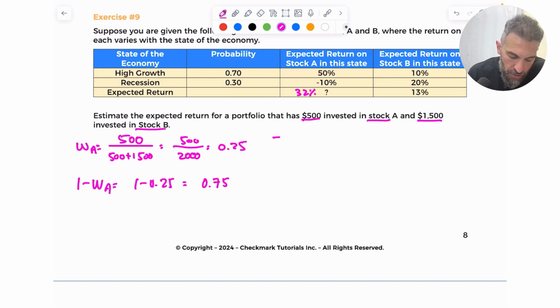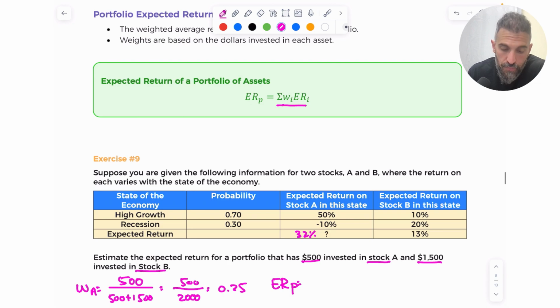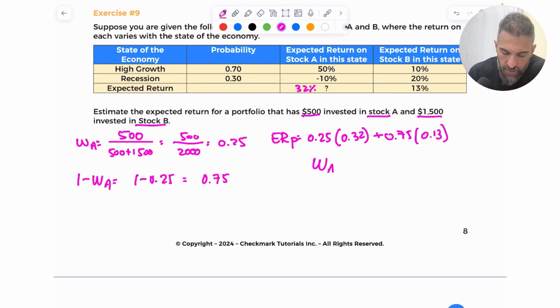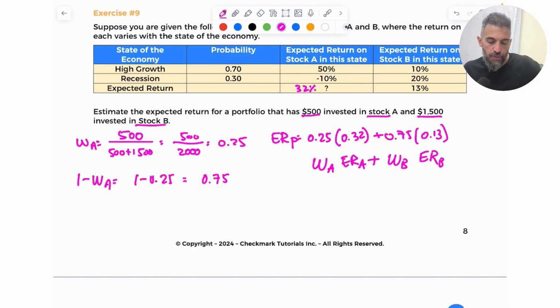Now, if you wanted the expected return of the portfolio, we'll follow this formula. So the weight of A is 0.25. The return of A is 32%. The weight of B is 0.75. And the return of B is 13%. You're basically doing the weight A times the expected return of A, plus the weight of B times the expected return of B. And if you had a third asset, you do the same thing. The weight times the expected return.